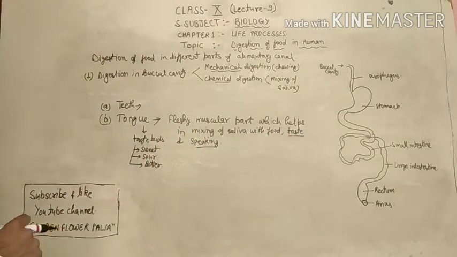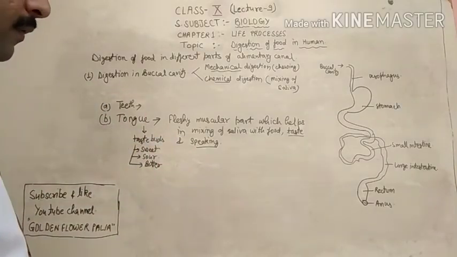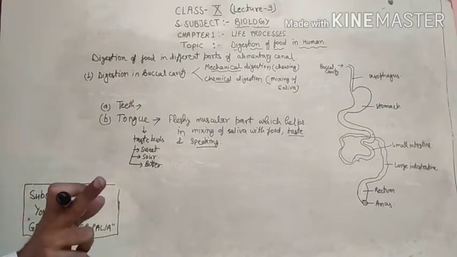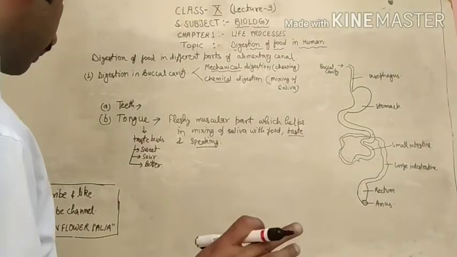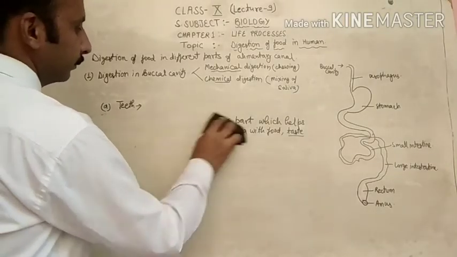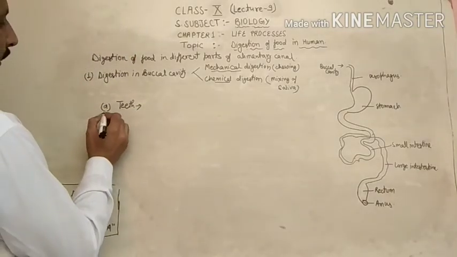helps in speaking also. So in buccal cavity, one is the teeth are present, which helps in the digestion. Second one is tongue, which is helpful in the process of digestion. Now, third one.